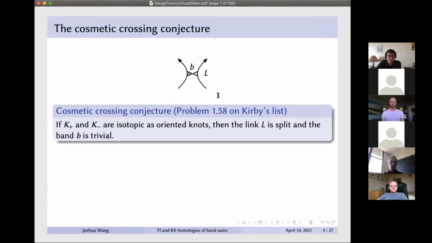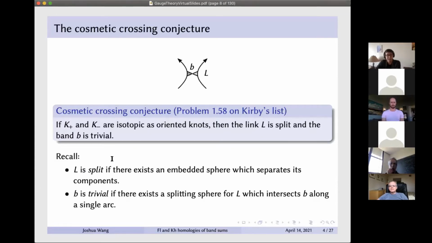Okay, so I've just redrawn this picture here. And what the cosmetic crossing conjecture asserts is that if K plus and K minus are isotopic as oriented knots, then this two-component link L is a split link and this band B is trivial. So let me just recall that. You say that a two-component link is split if there exists an embedded two-sphere in the complement of the link that separates the two components, and the band is said to be trivial if there exists such a splitting sphere that intersects the band just once in a single component.